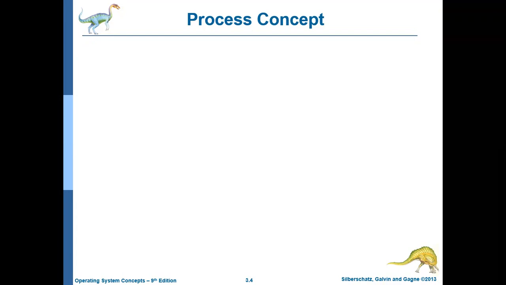A program cannot be called a process. A process is an active entity, whereas a program is a passive entity. A program is a set of instructions which resides in the hard disk or secondary storage device, whereas process refers to the executable code which is loaded into the main memory.